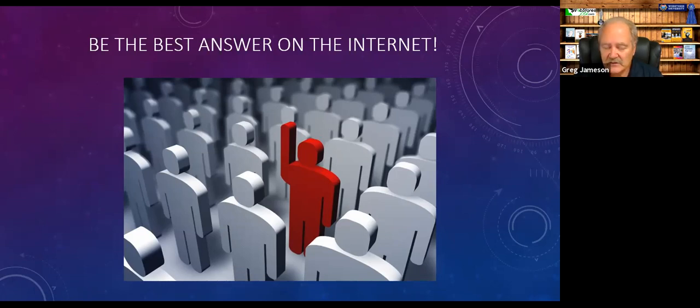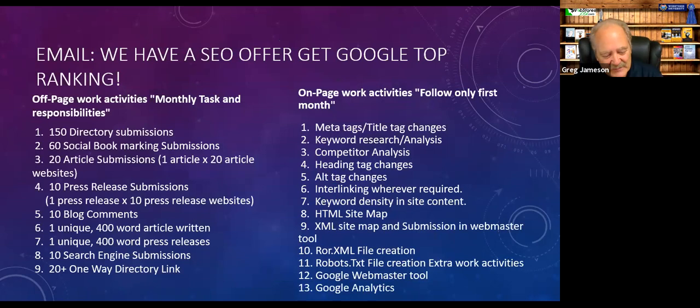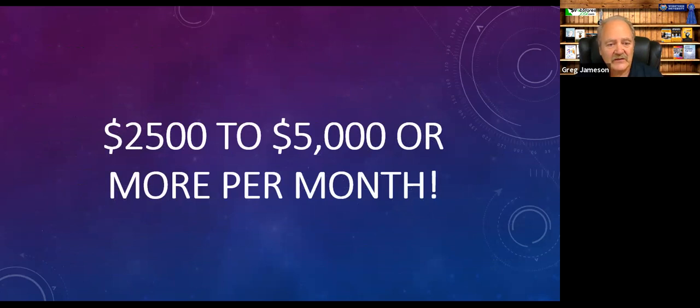Now that is the most simplistic thing, but what ends up happening is that boils down to something that we call SEO, or search engine optimization. I get emails like this at least one or two a week where people say, hey, we've got this great SEO offer where you can get top Google ranking. And they're going to tell me all of these different things that they can do for me. They're going to do these directory submissions and press release submissions and articles written and directory links and competitor analysis and alt tag changes and all of this stuff. And the price to do this is going to be a mere $2,500 to $5,000 or more every single month, ongoing forever and ever.